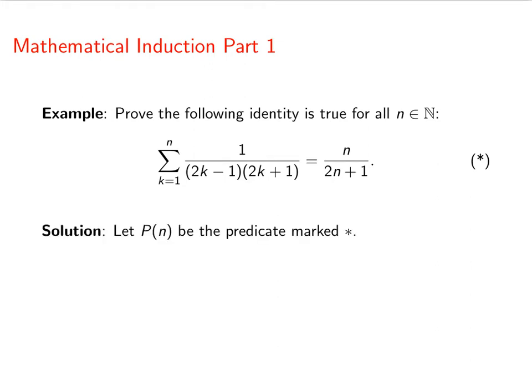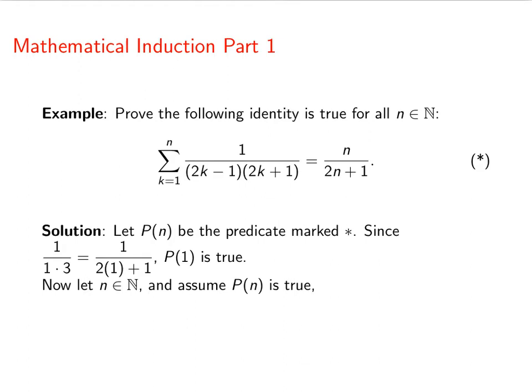So let's let P(n) be the predicate that's marked star. That's a little bit of laziness for you, so we don't have to rewrite that whole equation again. Now on the left-hand side, if we have n equals 1, then there's only one term in the sum, and that one term will be 1 over 1 times 3. And then the right-hand side would be 1 over 2 times 1 plus 1. Those are equal, so P(1) is true.